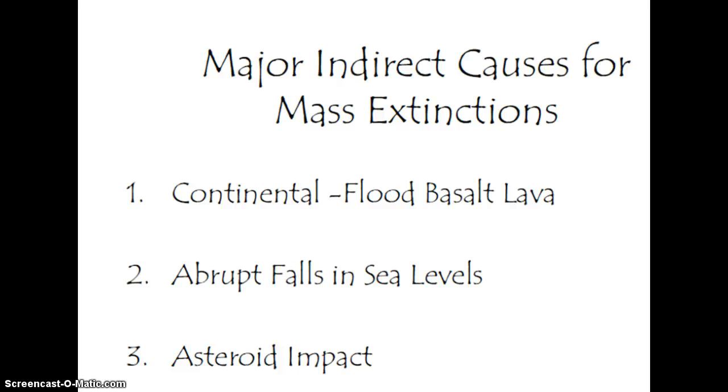Some of the causes for those 5 mass extinctions, on the continents we have flood basalt lava, where the continents were rifting and moving apart. We saw falls in sea levels when we were experiencing ice ages. Could be asteroid impacts.